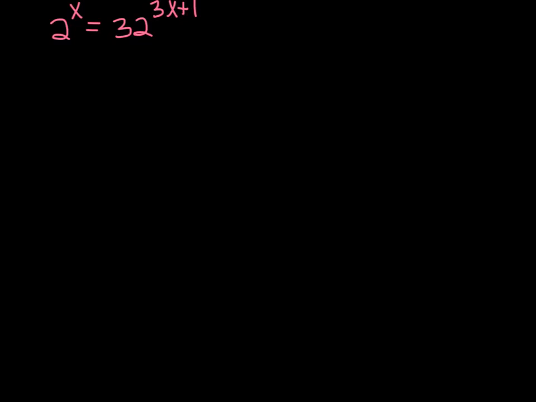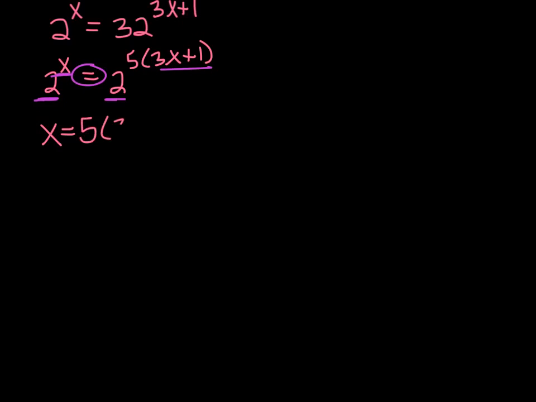So what you want to do when you have this situation is try your hardest to make them have like bases. So I've got 2 to the x power. 32 is 2 to the 5th power. And then you keep your 3x plus 1. Make sure you put it in parentheses. Once you have like bases, if the bases are alike, then the exponents have to be alike. That's what equals means. So now I can say x equals 5 times (3x plus 1).